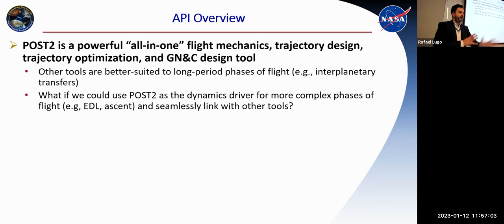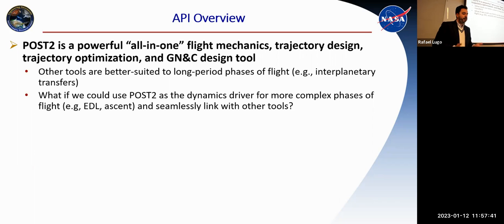What is an API? Well, first, before I talk about that, we talked about POST being a pretty powerful all-in-one flight mechanics, trajectory design, trajectory optimization, and GNC design tool. There are other tools, like I talked about. POST is not the only one out there. Other tools are better suited to other parts of flight mechanics. There are tools better suited to modeling and simulating long-period phases of flight, such as interplanetary transfers. If you wanted to model the trajectory of a satellite going from Earth to Pluto, POST is probably not the right tool for that.